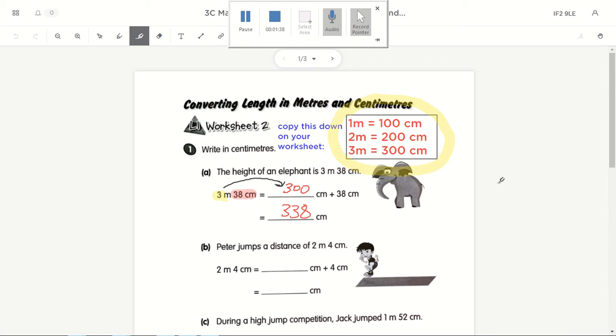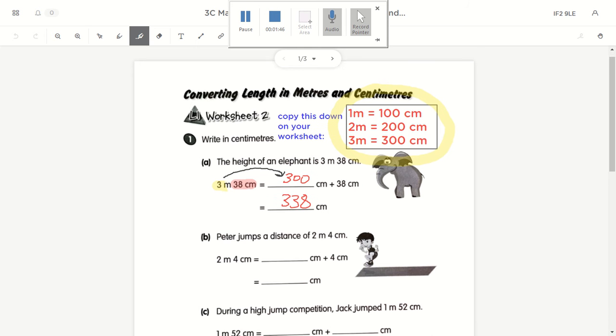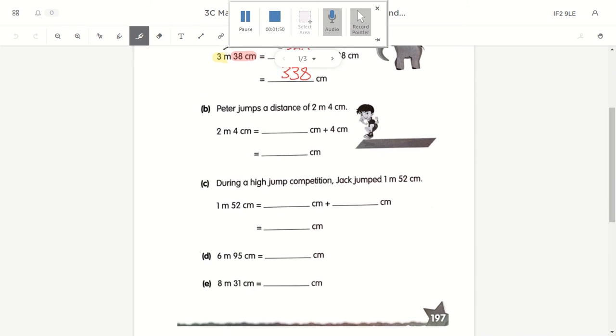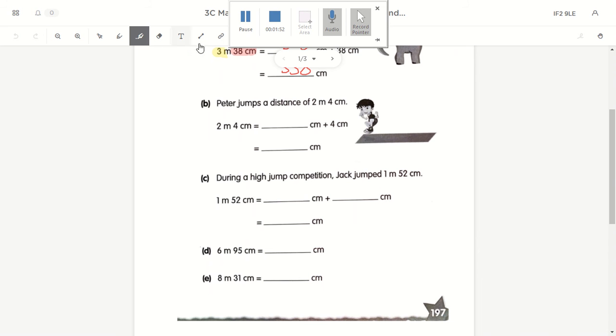All right, so the important thing about this chapter is to follow the good habits that I will be running through with you so that you will not make careless mistakes. I've gone through part A, so I won't go through it anymore. Let's go to part B onwards.